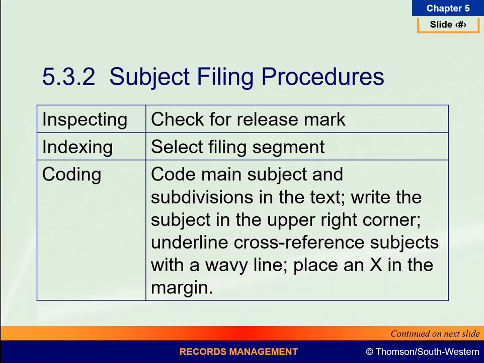So indexing is to select the filing segment. We have learned about indexing. You select the filing segment, you divide the filing segment into filing units, and then you determine the order of the filing units. How about coding? Coding means writing the subject and the subdivision in the text. We know that there are two arrangements, which are encyclopedic as well as dictionary arrangement. You need to write the subject in the upper right corner, underline cross-reference subjects with a wavy line, and place an X in the margin.